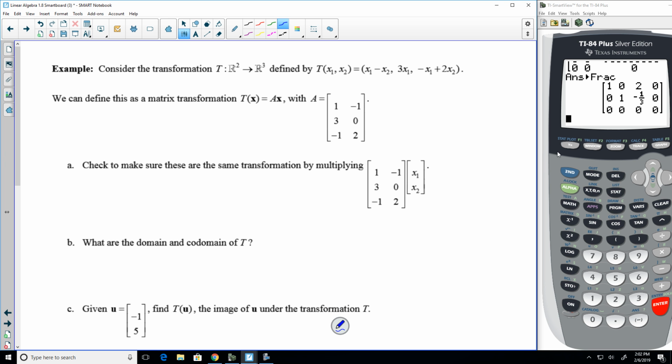All right. So let's look at this example and see if we understand what I was talking about. We have a transformation T. The domain is R2. The codomain is R3. That means we're going to plug in R2 vectors and output R3 vectors. The transformation is defined by this rule. We take the two entries of our R2 vector, x1 and x2, and we get three entries in an R3 vector. The first one is x1 minus x2, the second one is 3x1, and the third one is negative x1 plus 2x2.